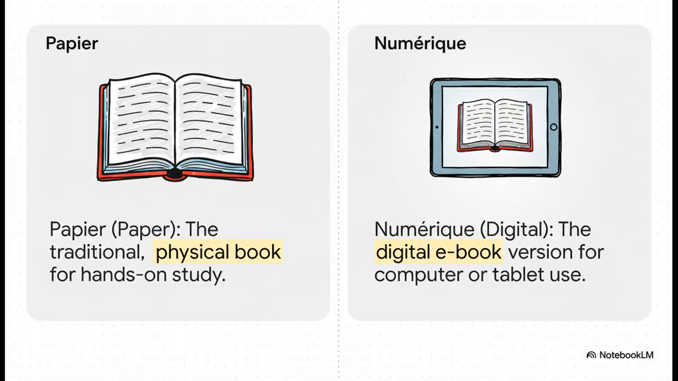So, you're going to see 2 main options here. Papier, that's your classic physical paper textbook, and Numérique, that's the digital version, the ebook. Now, this part's really important. You've got to check with your school or your program to see what they allow. Sometimes they require one or the other, so make sure you know before you choose.